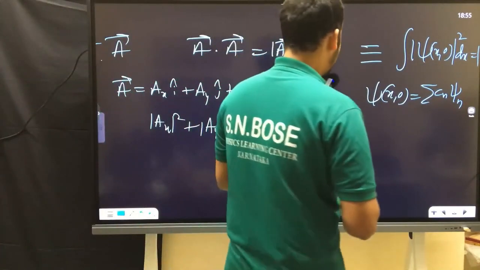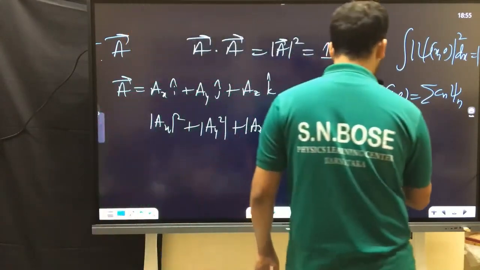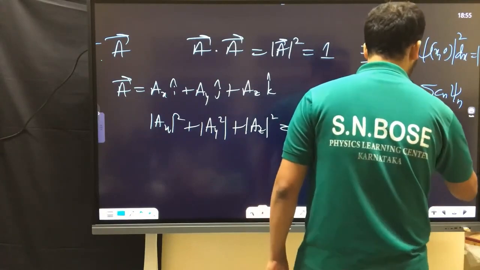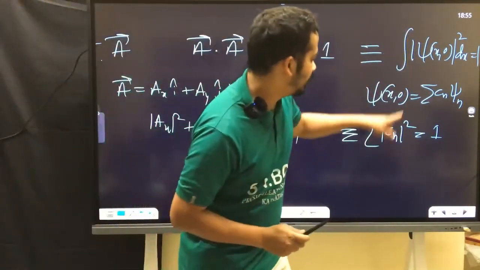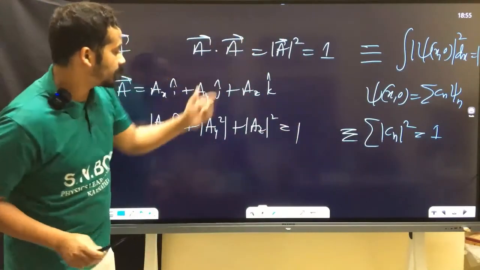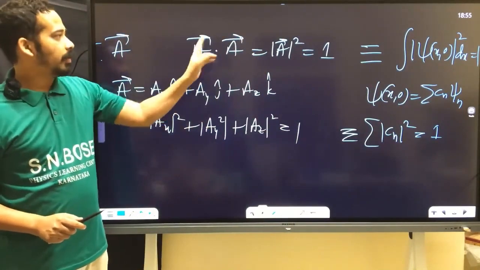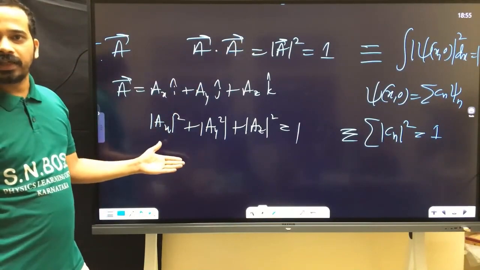Now this is equivalent to the coefficient mod square adding up to 1, that is equivalent to the summation of coefficient mod Cn square equal to 1. Am I right? Now if this happens, this will definitely happen in vectors. If the dot product with itself is equal to 1, then this will definitely happen.